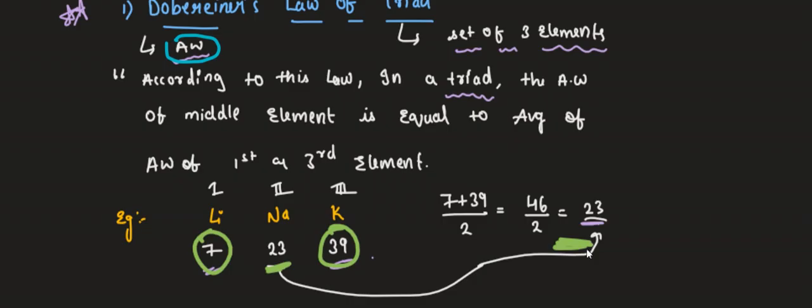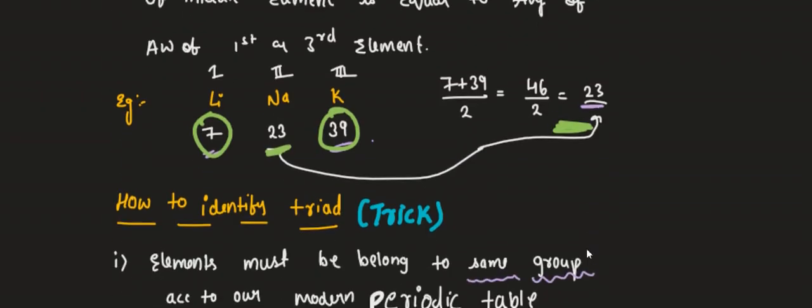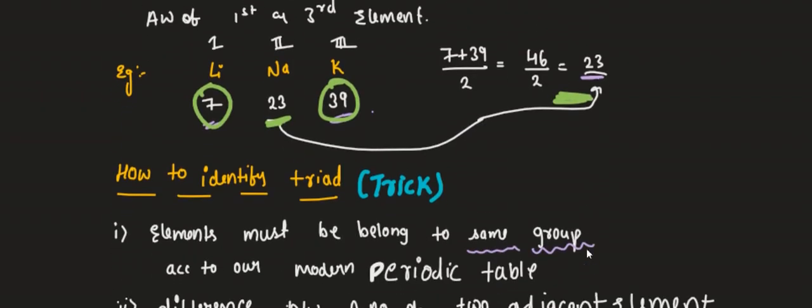and third elements. So, for example, if I take a triad system, here the triad system is lithium, sodium, potassium. These three are a triad system. Now, as per the law, we take the atomic weight of the first one and the atomic weight of the third one.